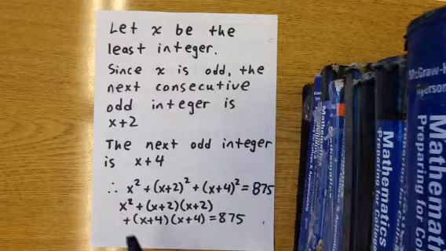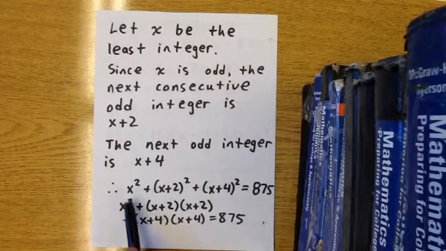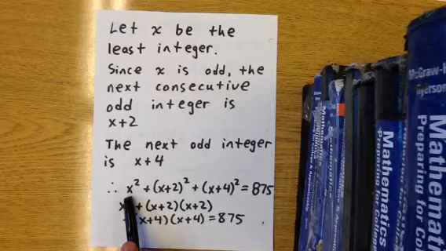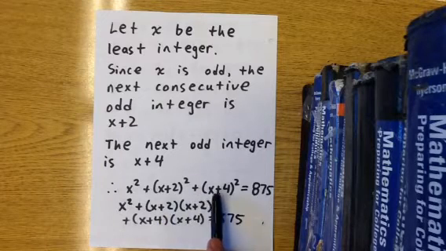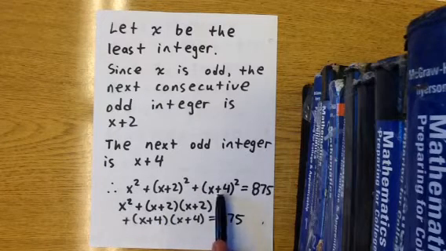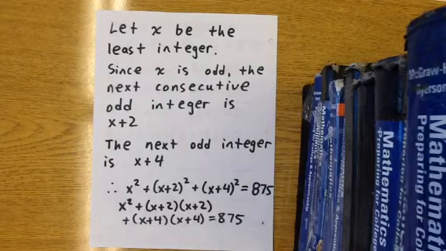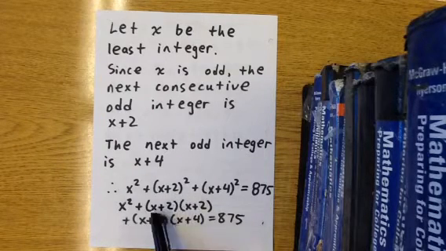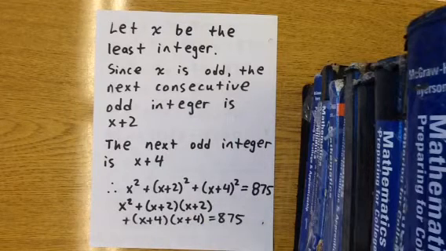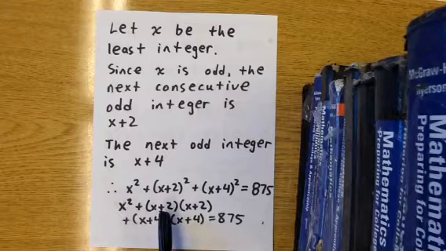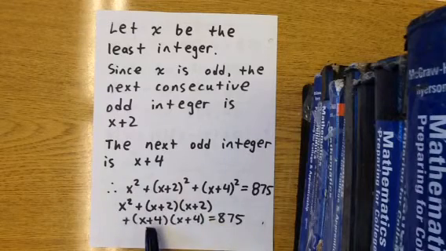And since we're talking about the sum of the squares of these, we say the first one squared, x squared, plus the second one, which is (x plus 2) squared, plus the third one, which is (x plus 4) squared, equaling 875. Well, we can expand this out, x plus 2 times x plus 2, and expand this out, x plus 4 times x plus 4. x squared plus this equals 875.